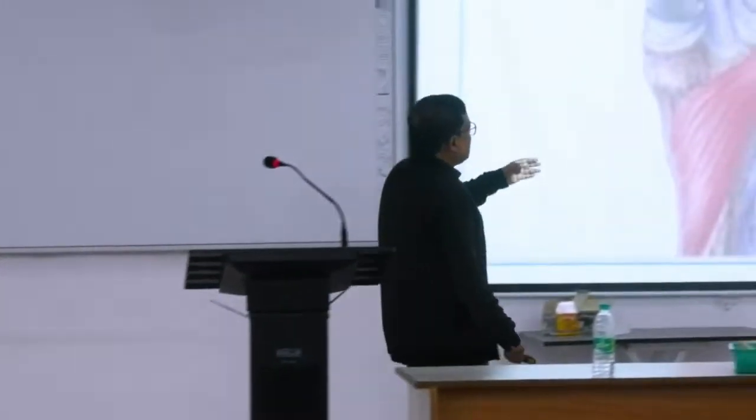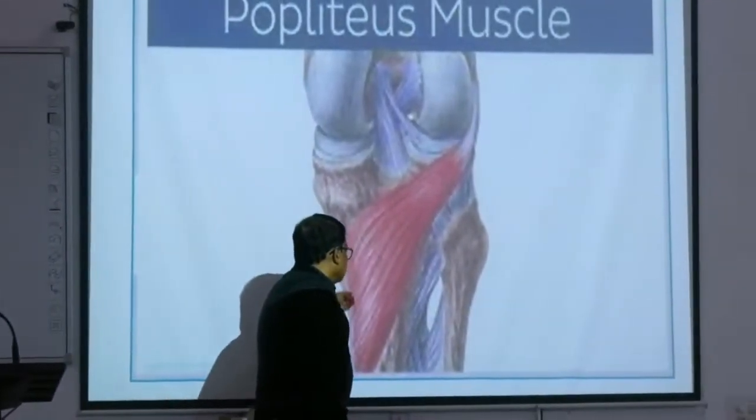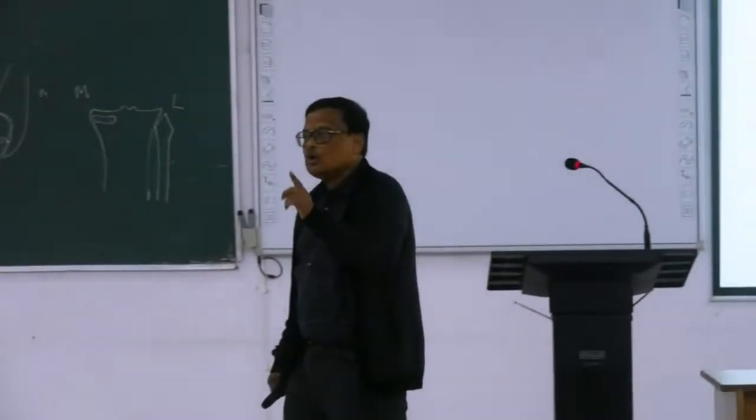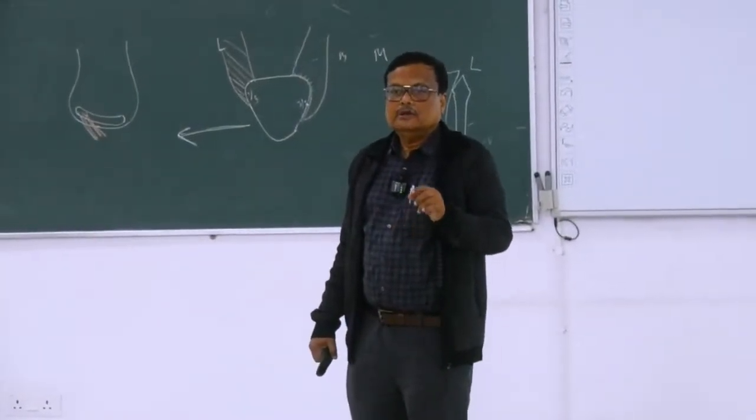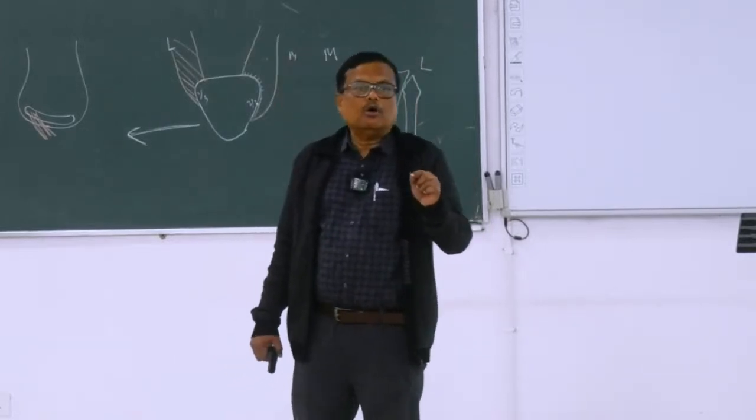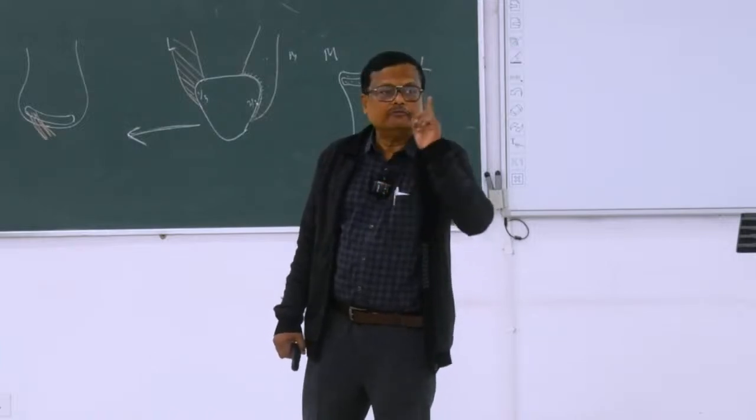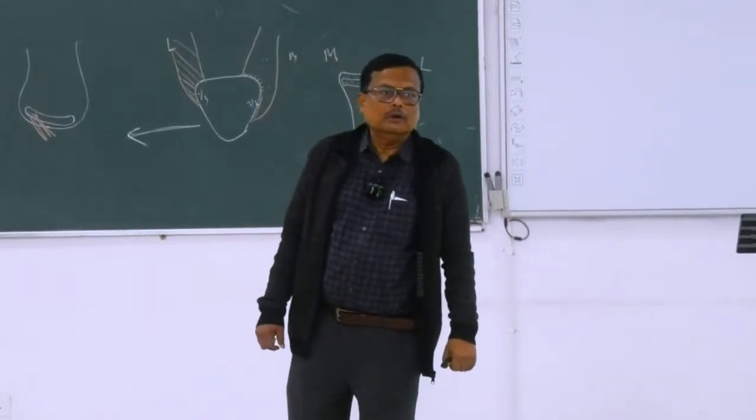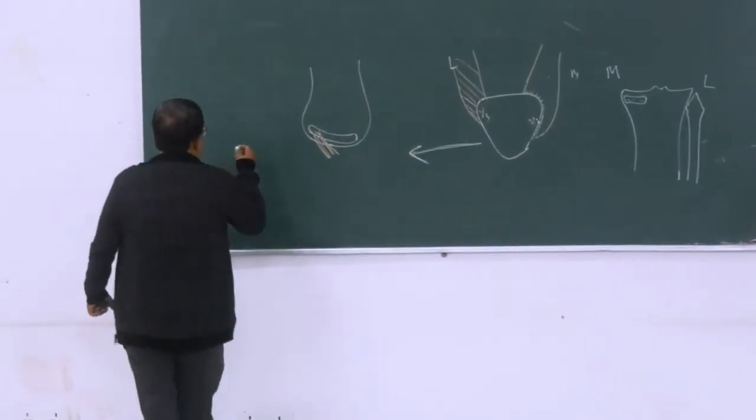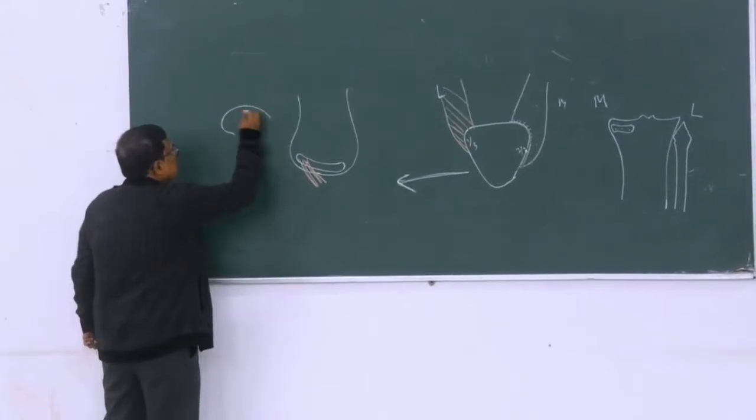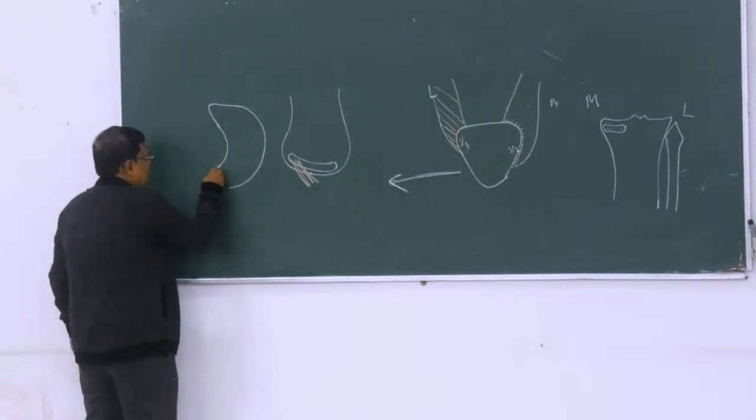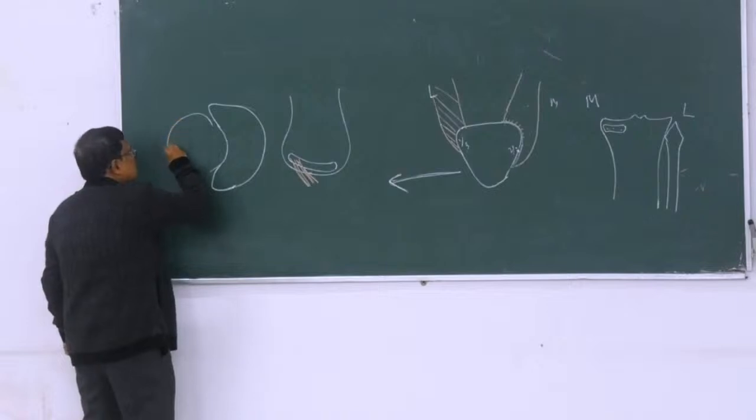While this popliteus comes to be inserted into the upper part of the tibia, some of the muscular fibers of the popliteus get attached to the posterior horn of the lateral meniscus. Very, very important, this. If this did not happen, we could not go from extension to flexion. So what happens? The meniscus is like this, this is the medial meniscus, and this is the lateral meniscus.